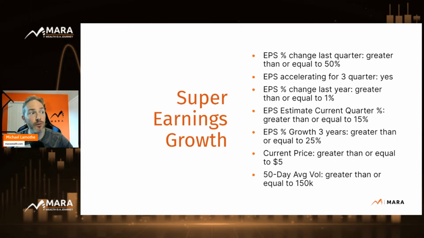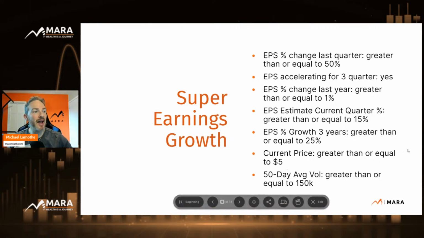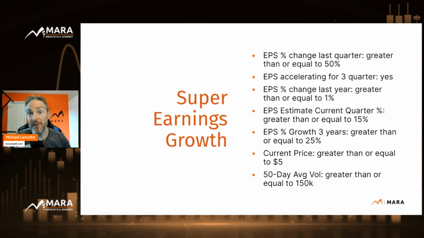But one thing that I do want to highlight on here is the current price and the 50-day average volume, right? So I'm not looking for ultra cheap stocks. I want it to be at least $5 or higher. Well, when it's $5 or higher, that's when you could start to see more of the institutions, or at least some of the smaller institutions, starting to get involved. And then when price starts to move up, then some of the big boys can get involved.